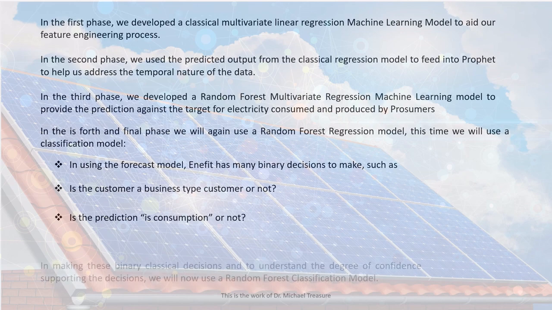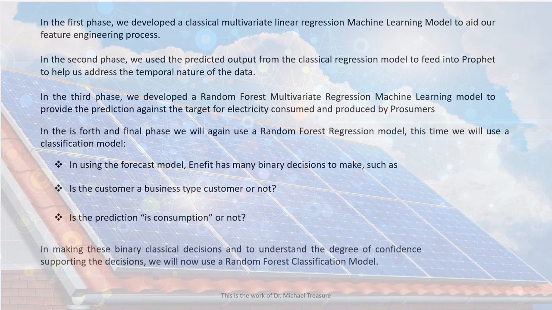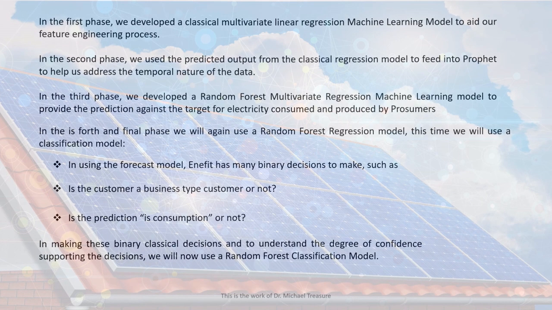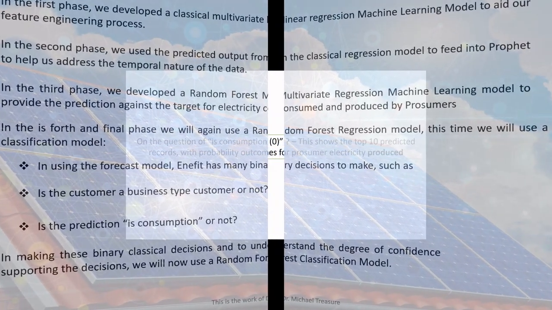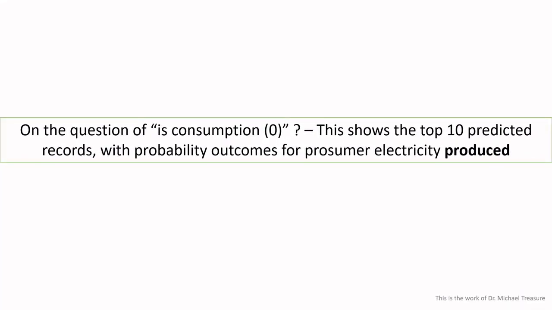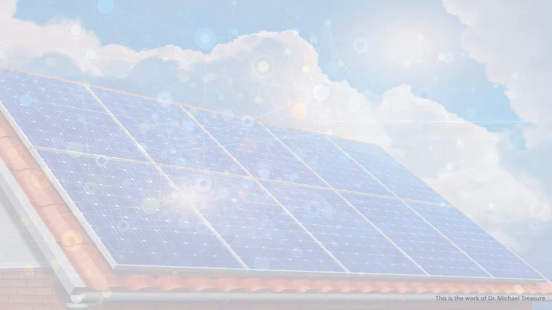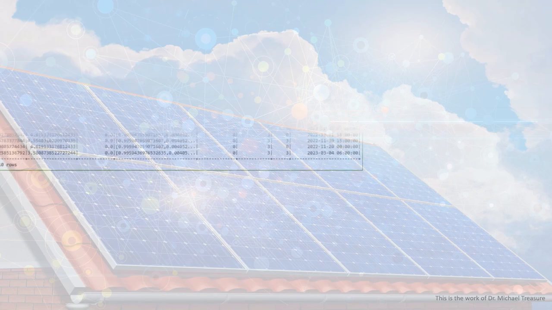In making these binary classical decisions and to understand the degree of confidence supporting the decisions, we will now employ a random forest classification model. For one of our random forest models, we presented the question, is consumption 0? That is, we asked the machine learning process to give us the outcome on the question. Is the electricity prediction for a prosumer consumption, which it will answer with binary representation 1? Or is the electricity prediction for a prosumer production, which it will answer with the binary representation 0?